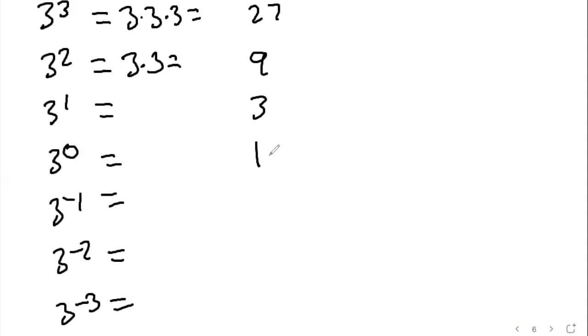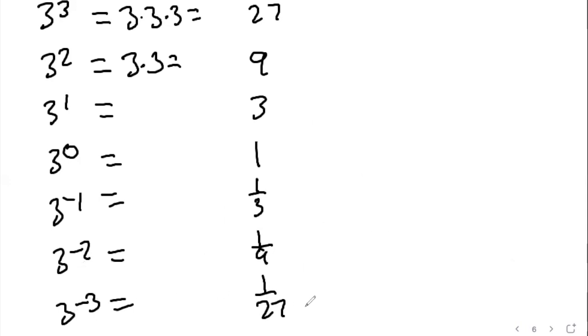What would 1 divided by 3 be? Well, that would be a third, right? That's like splitting a whole into 3 parts. So that's a third. And then if you divide by 3 again, now you have a ninth. And if you divide by 3 again, now you have a 27th. So just logically and intuitively, we figured out what the answers to all of these should be.